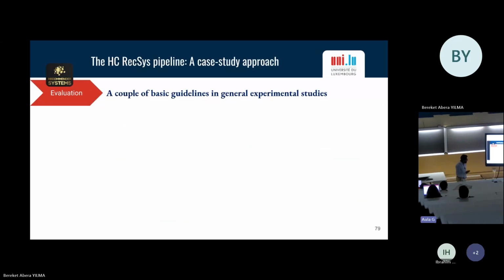So a couple of basic design guidelines when you evaluate models or RecSys.